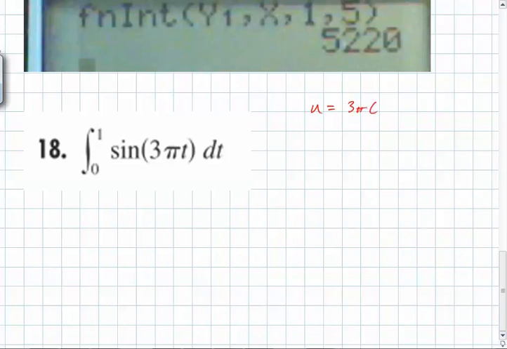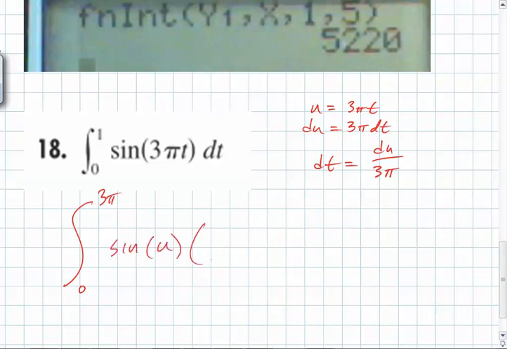3 pi t, exactly. So what does du equal? 3 pi dt. So what does dt equal? Yeah, you got it. And now you just do the substitution. We're now in u land, so what did the limits of integration become? 0 to what? To 3 pi, because you're plugging in 0 and 1. And then you have sine of u times du over 3 pi.